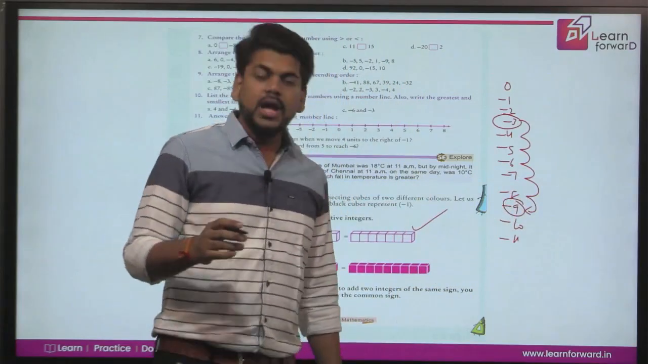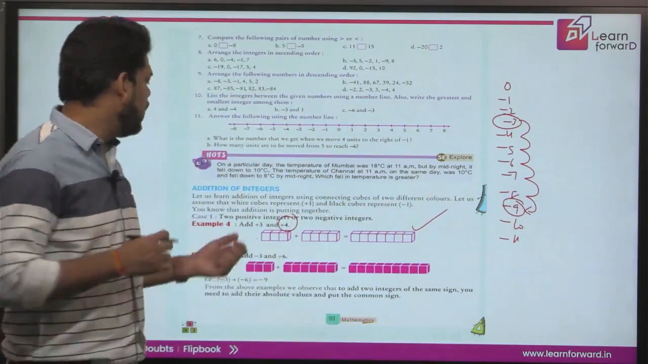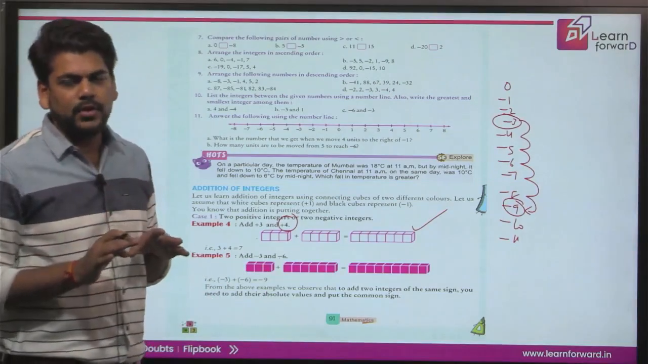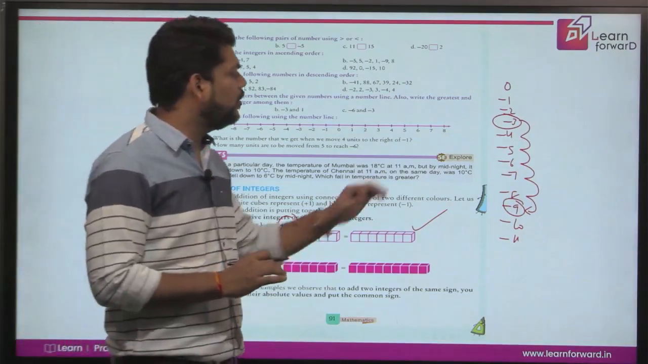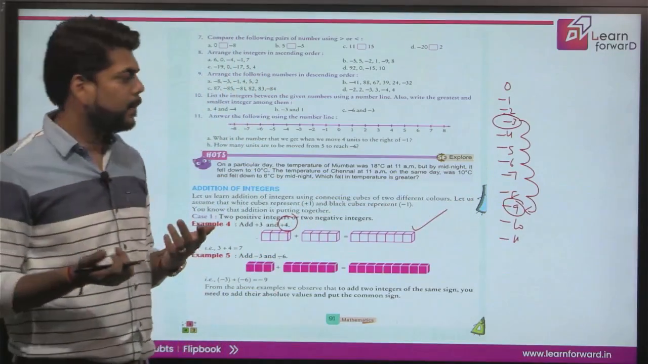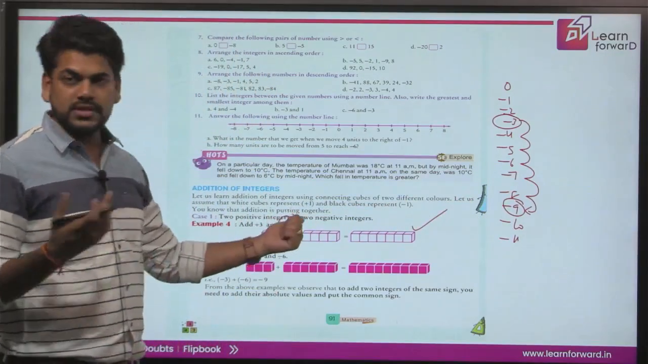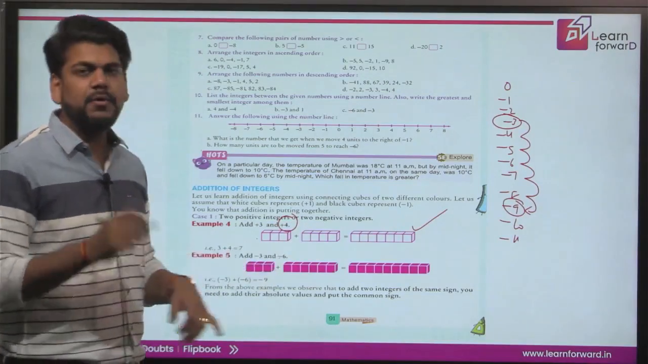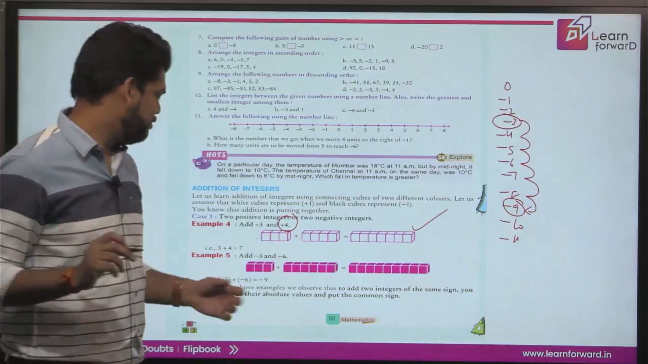So we say whenever the signs are the same, plus plus or minus minus, we don't see the sign. We just put the sign of the numbers given to us and we simply add them. Like 3 plus 4 is 7, 3 plus 6 is 9. But since both were negative, we put minus 9. Got it?